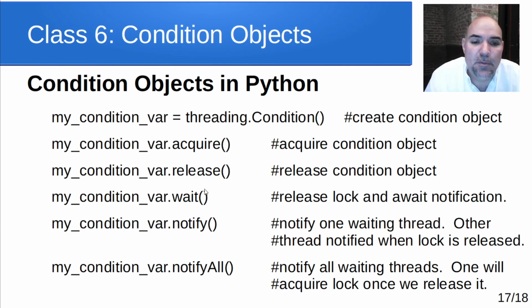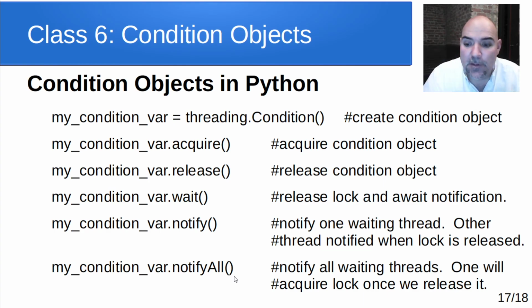But then it has a couple other things here. Wait, which causes it to block but release the lock while it's blocked. Notify, which says, hey, find some other thread that's waiting on that. If there is one that's waiting on it, unblock it, release that lock. And there's another one called notify all, which can notify all of the things that are waiting.